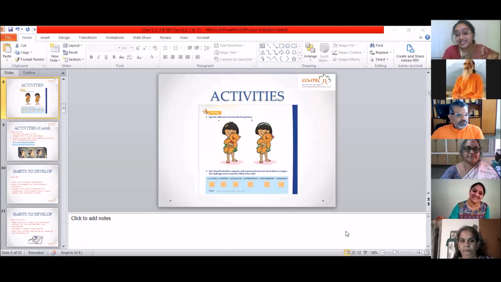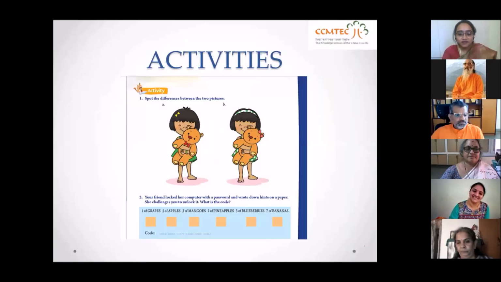The second thing is a pretty interesting one. So here is where we have our friend who has locked her computer with the password and wrote down the hints on a paper, and we are just going to try and unlock it. So we have 1 of grapes, 5 of apples, 3 of mangoes, 2 of pineapples, 3 of blueberries, and 7 of bananas. So let me see who can crack the code. Quick, quick, quick in the chat box.